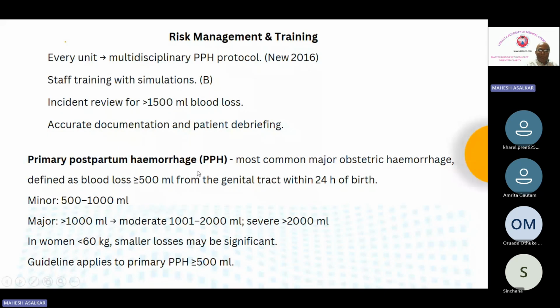Primary postpartum hemorrhage is the most common major obstetric hemorrhage. Then we have minor and major. Minor is more than 500 but up to 1000. Major is more than 1000 ml, which is again divided into moderate and severe. Moderate is 1000 to 2000 ml and severe is more than 2000 ml. In women less than 60 kg, smaller losses may be significant, and these definitions are applicable mainly for primary postpartum hemorrhage, not for secondary postpartum hemorrhage. So these are quantitative definitions.